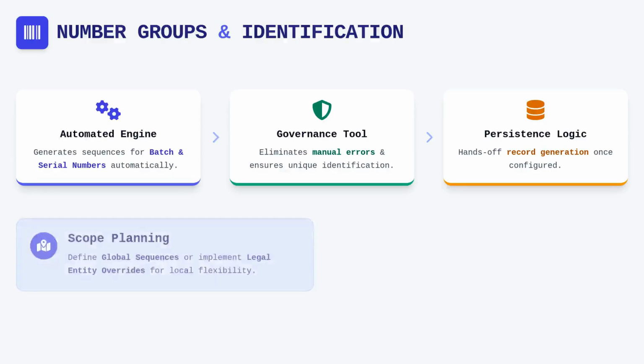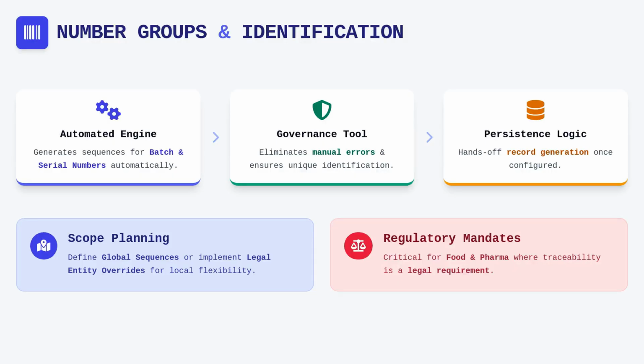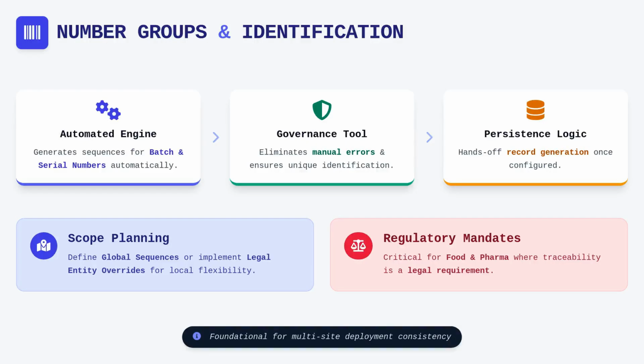However, you must carefully plan your scope for these segments. You might define global number sequences, or you might find yourself needing legal entity overrides to comply with local regulatory requirements, particularly in industries involving food or pharmaceuticals, where traceability is not just a best practice, but a legal mandate.